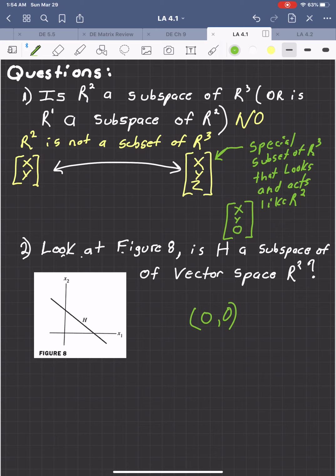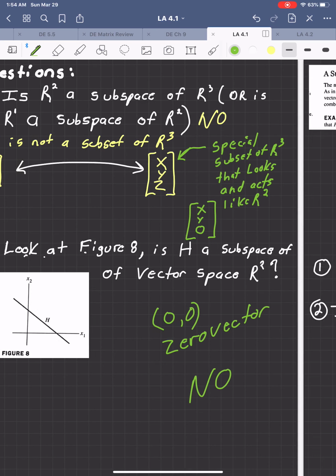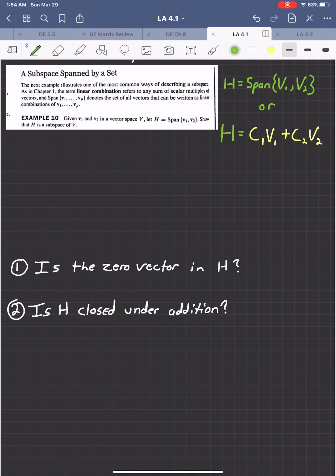No, it does not. That means there is no 0 vector. If there is no 0 vector, then by definition it is not a subspace. Does that make sense? I hope that makes sense. All right, last slide.